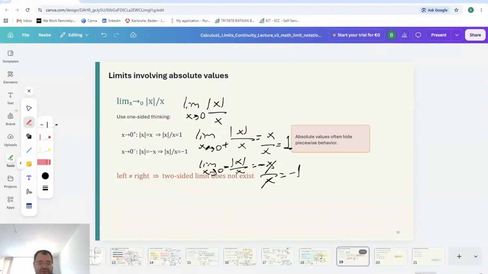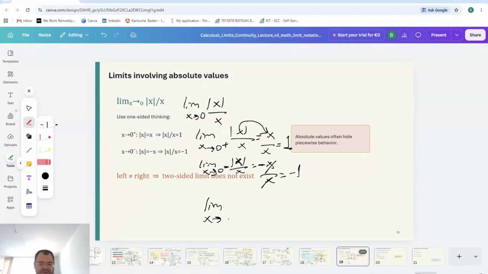For values where x is a positive number, you can just get rid of the absolute signs and write it as x. For values smaller than 0, you cannot write it as is, because it is inside the absolute value; you must multiply it by minus 1. That's why when x goes to 0 from the right side it's 1, when x goes to 0 from the left side it's minus 1, and the limit does not exist.